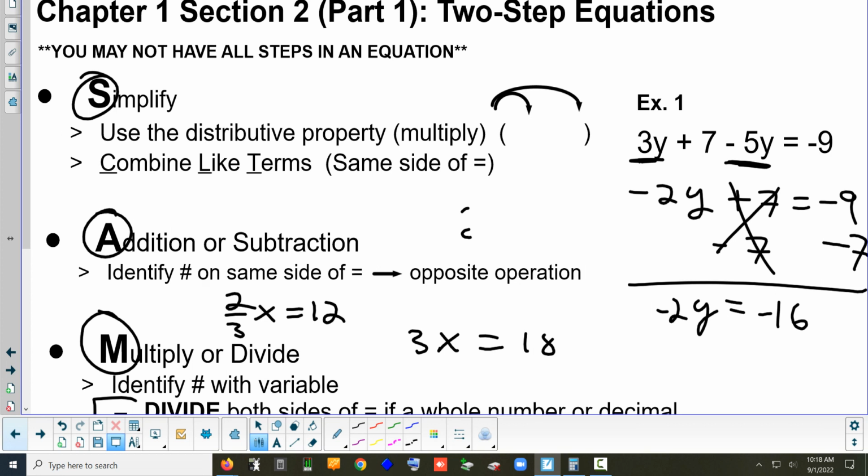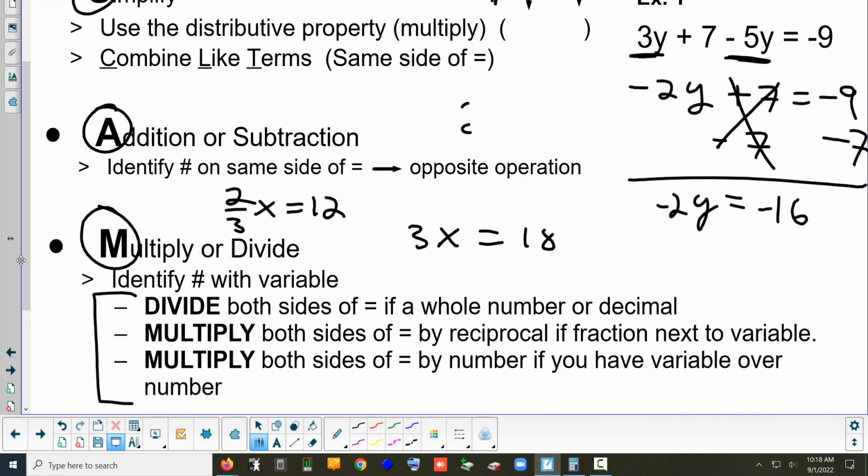Divide by negative 2. Yep, check if you have any multiplication or division to do, and this time we do. We have a negative 2 times y. To get rid of it, we're going to do division. And we're going to divide each side by negative 2.